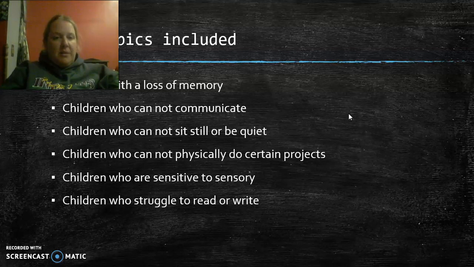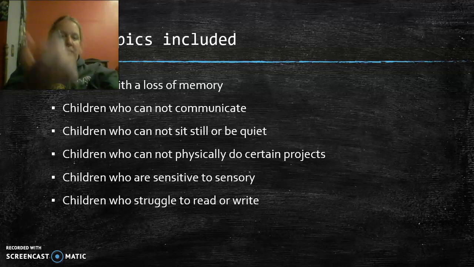The main topics for this conversation are how to help children that have a loss of memory or just struggle in general to remember things, whether it be from a fall or any other kind of brain injury. We'll talk about children who can't communicate, whether they can't communicate verbally, are too shy, or have any other kind of lack of communication.